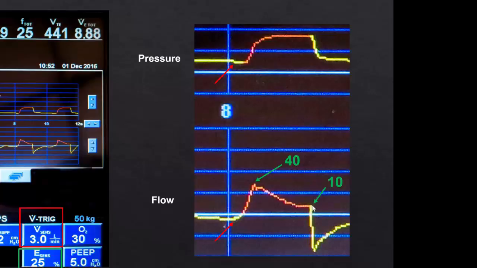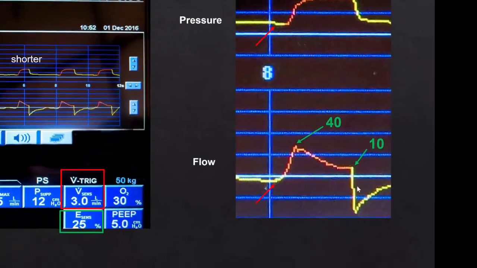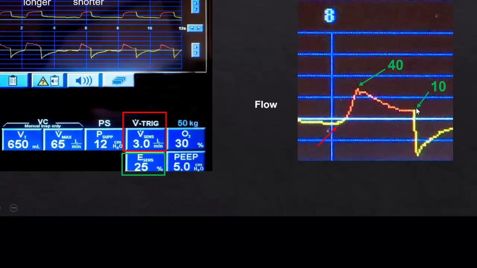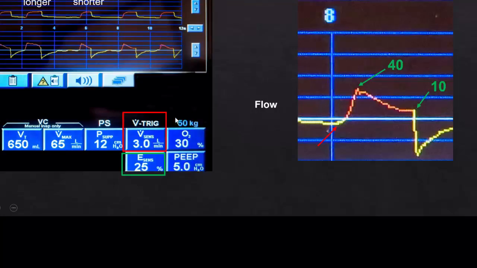In this exact example, notice that when the flow is down to around 10, the breath terminated, and rather than having inward flow, it became outward flow. Well, let's see how the ventilator knew to terminate the breath right here. Well, 10 over 40 is 25%. In fact, that is one of the ways we terminate breaths: by setting the expiratory sensitivity at 25%. We also could set the flow trigger. In this case, 3 liters per minute is what the machine's sensing to initiate the breath.